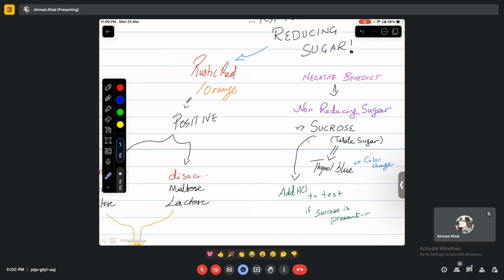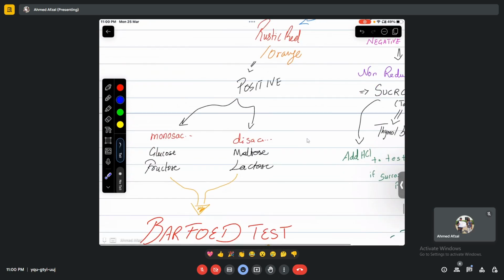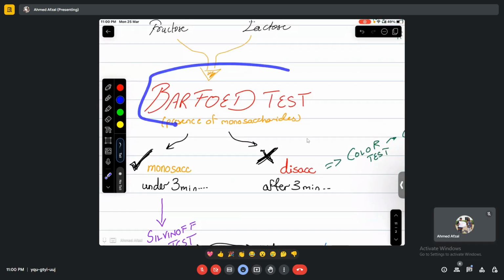A positive Benedict's test would indicate that the solution contains reducing sugars. Those reducing sugars could be of two types: monosaccharides and disaccharides. Monosaccharides are glucose and fructose. Disaccharide example would be maltose and lactose. We would move on to Barfoed test to see whether the solution has monosaccharides.